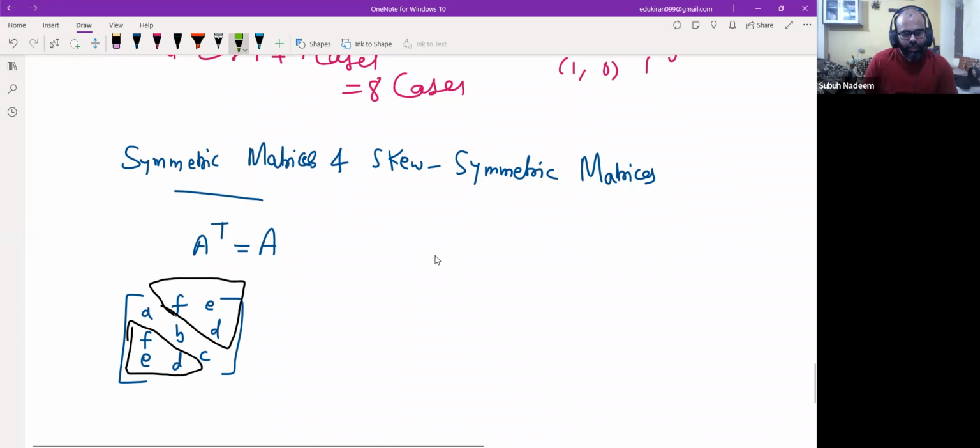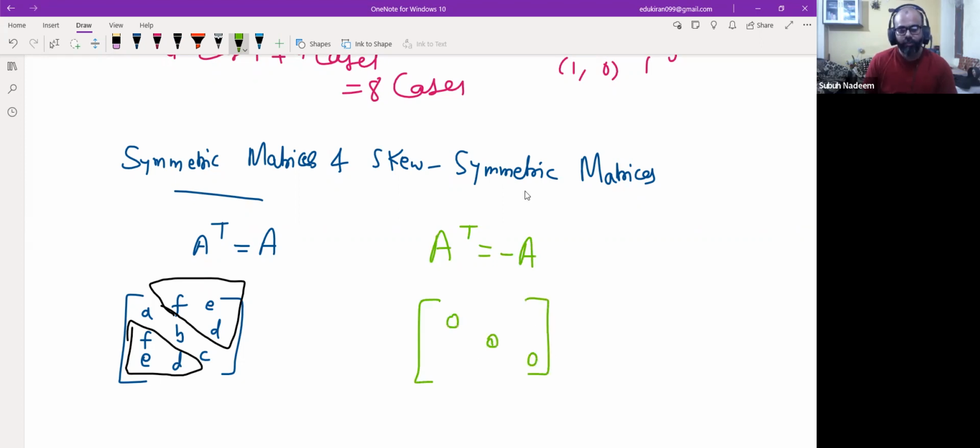And what about a skew symmetric matrix? If you take the transpose, it is minus of A. So here what happens is that the diagonal elements are all zero. This you have to remember, that in skew symmetric matrices, the diagonal elements are all zero. And the non-diagonal elements are something like this: if you take this as D, E, F, this will be minus D, minus E, minus F. Then if you take the transpose, it will become equal to minus of A. So this is what we did in symmetric and skew symmetric matrices.